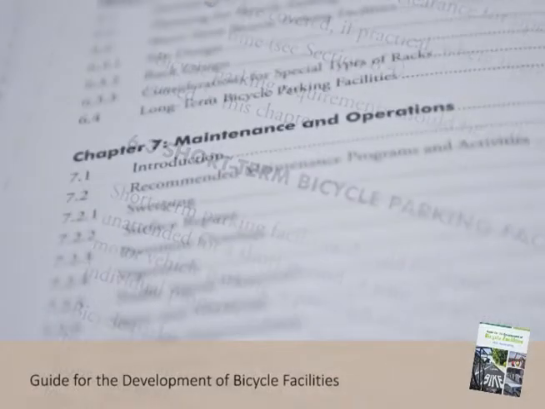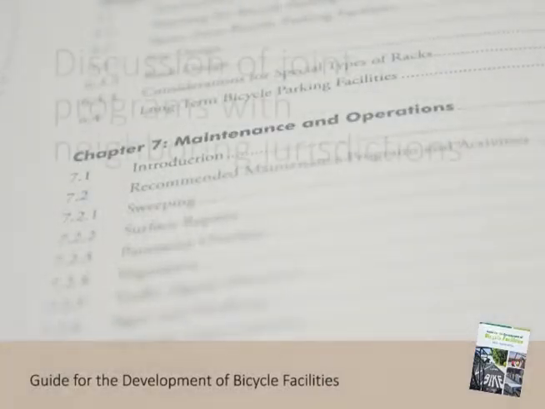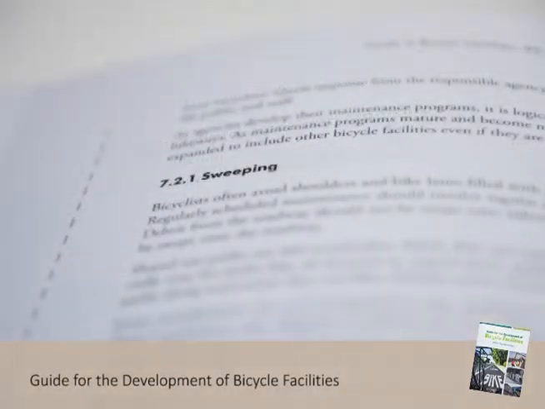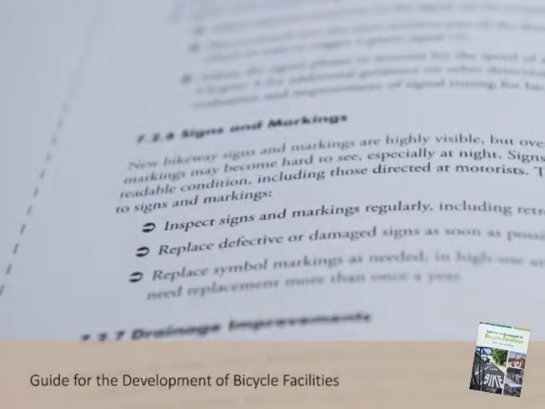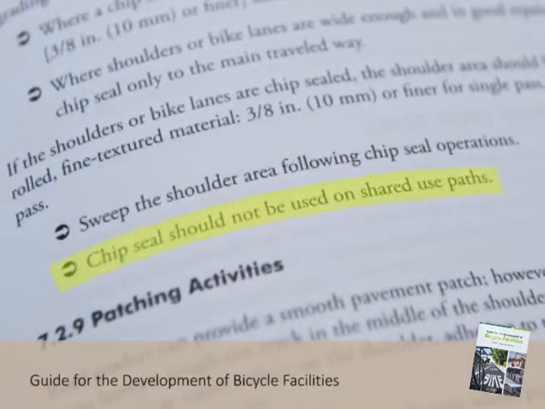Chapter 7 discusses maintenance and operations. One of the topics that a land manager may want to consider is the discussion of joint programs with neighboring jurisdictions. Other topics that are discussed within this chapter include sweeping, surface defects, pavement overlays, the reflectivity of both lines and signs, and chip seals, which are strongly discouraged.